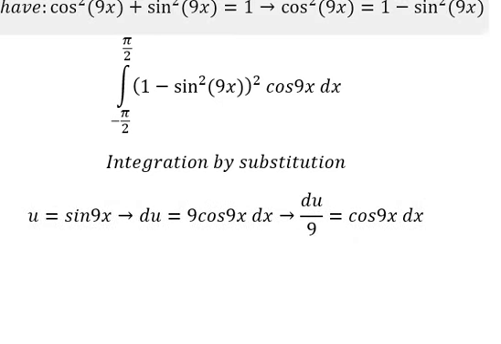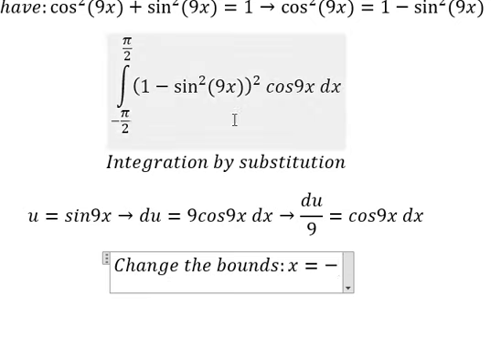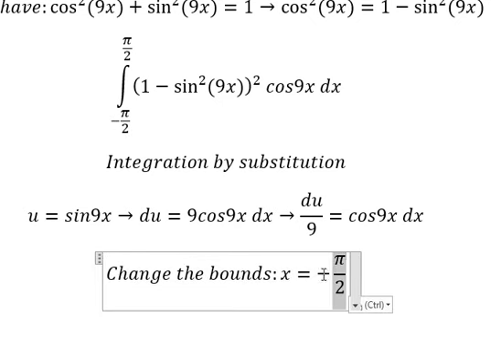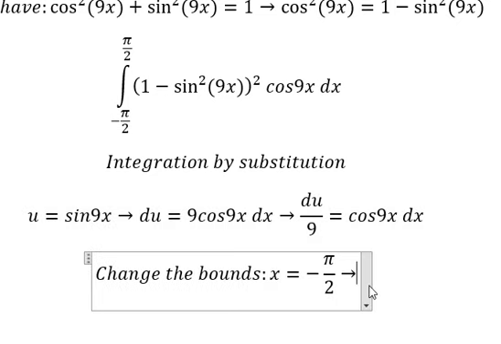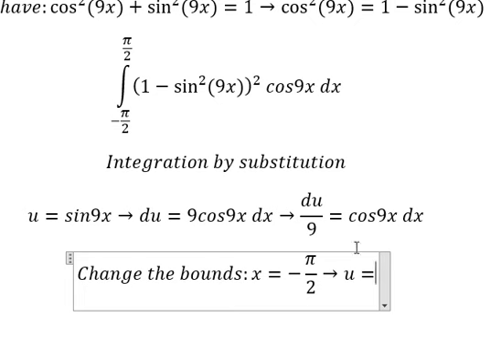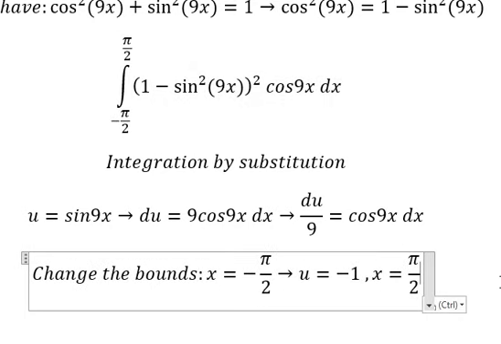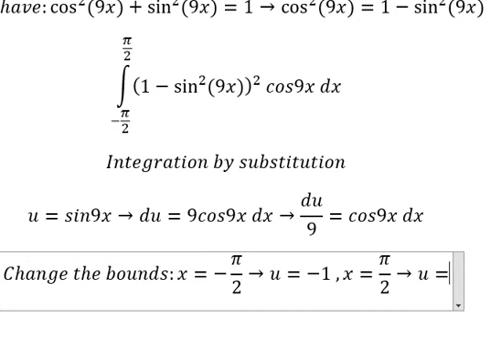Next, we need to change the bounds. When x equals negative pi over 2, we put it in here, and we have u equals negative 1. When x equals pi over 2, we put it in here, and we have u equals positive 1.